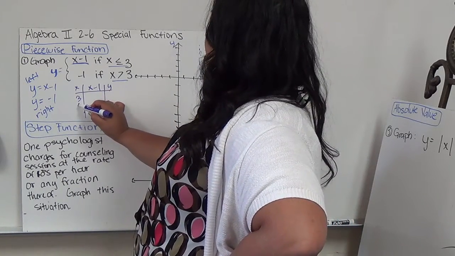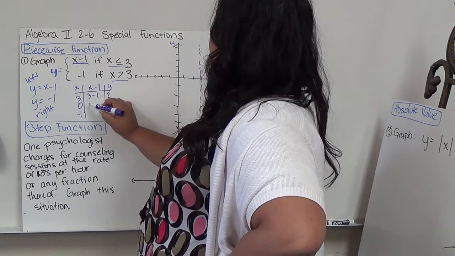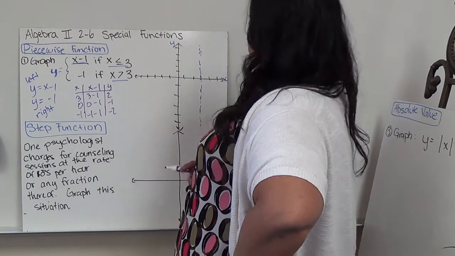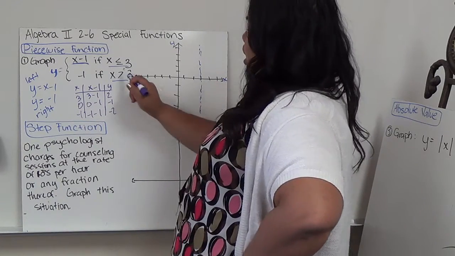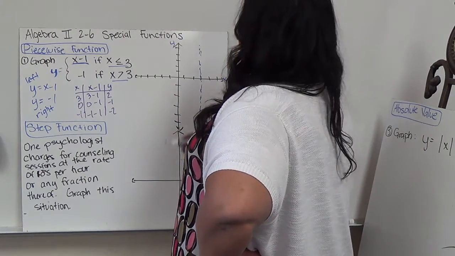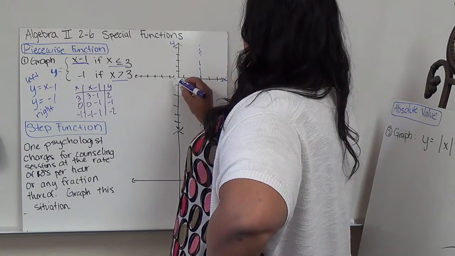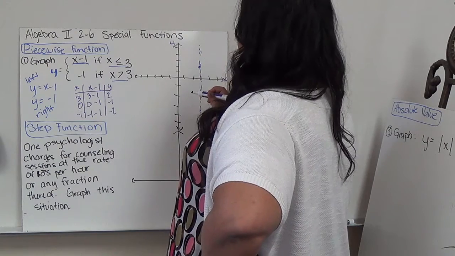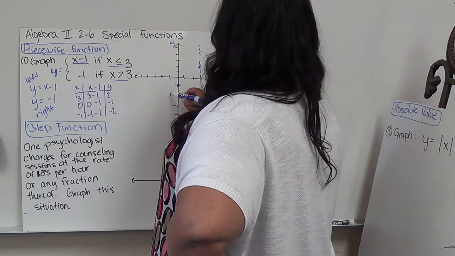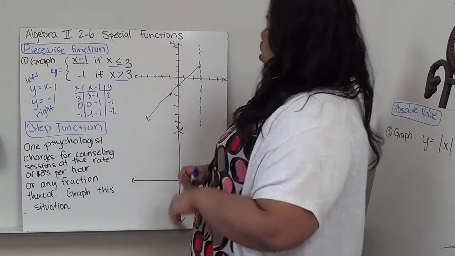So 3, 0, negative 1. Let's do that. 3 minus 1 is 2, 0 minus 1 is negative 1, and negative 1 minus 1 is negative 2. So I'm going to graph 3, because "or equal to" means that 3 is included in this one, but it's not included in the other one. So I graph 3, 2; 0, negative 1; negative 1, negative 2. So here's my first line. It'll continue this way, but it won't continue that way. That's why I'm using the arrow for one end.